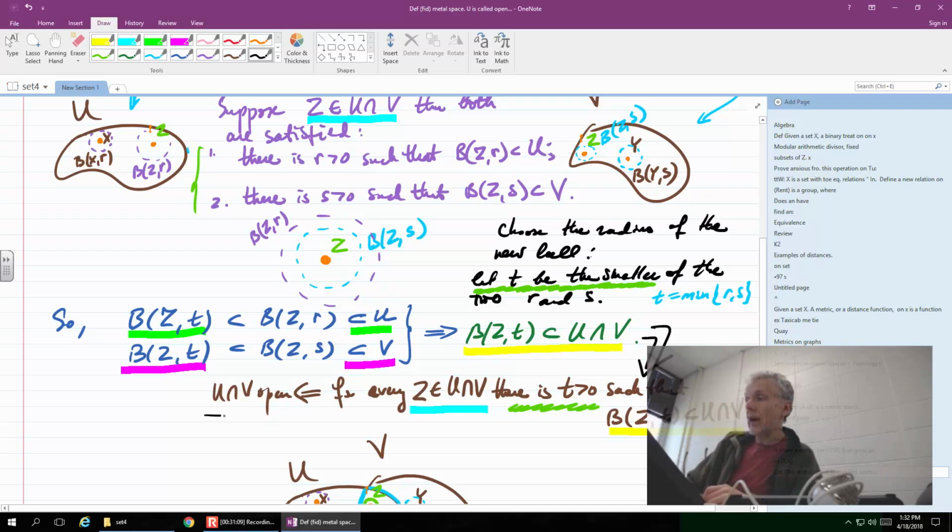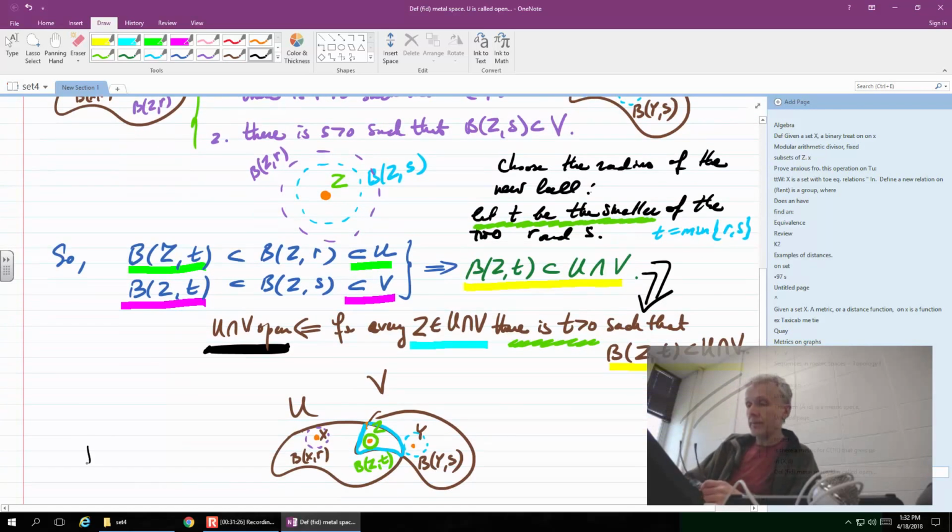Over here we arrive at the definition. That brown line was in fact written yesterday, as a matter of fact, as the definition of U intersection V being open. So that ends the proof. This is just an illustration. The illustration of the proof is here.